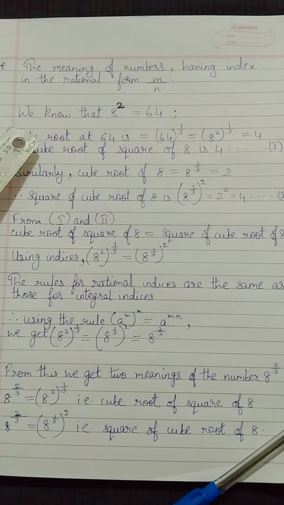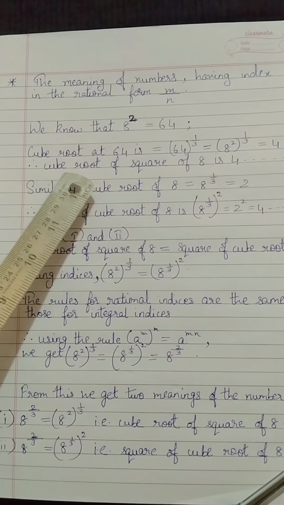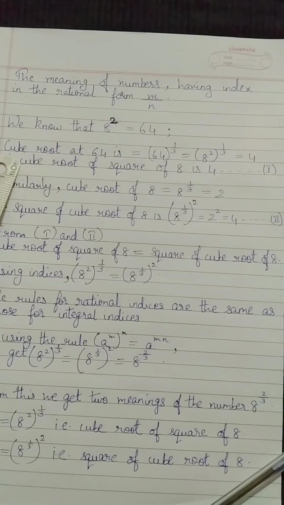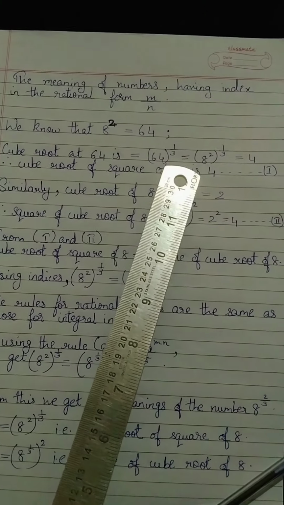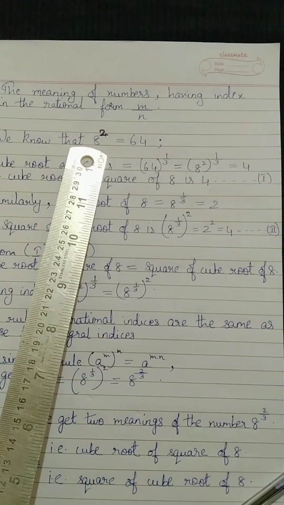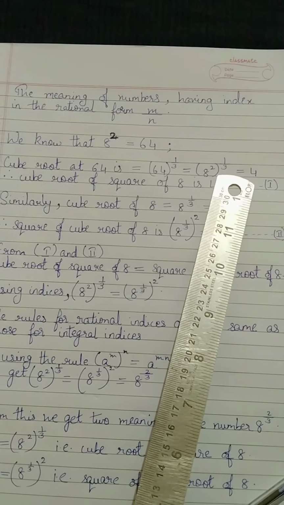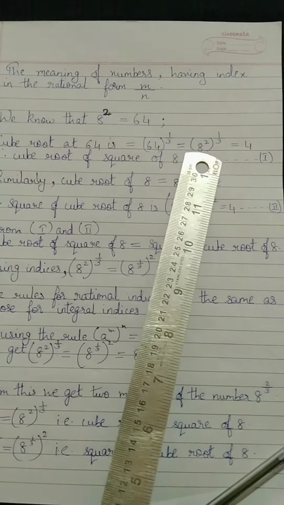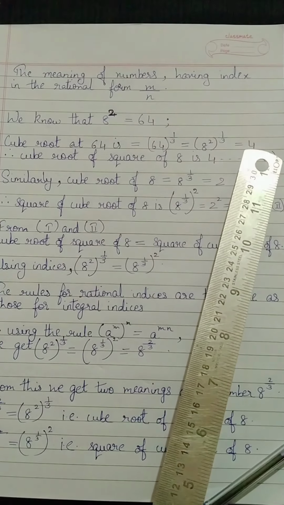Now we will see the meaning of numbers having an index in the rational form m upon n. We know that 8 square is equal to 64, that is 8 into 8 is equal to 64. The cube root of 64, that is 64 raised to 1 upon 3, is equal to, since 64 is 8 square, 8 square raised to 1 upon 3. And that is equal to 4.